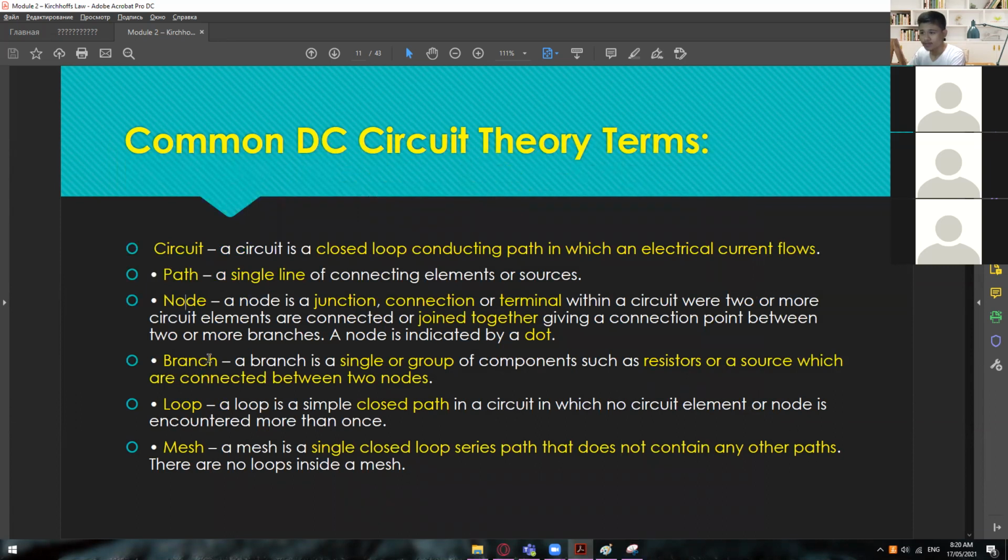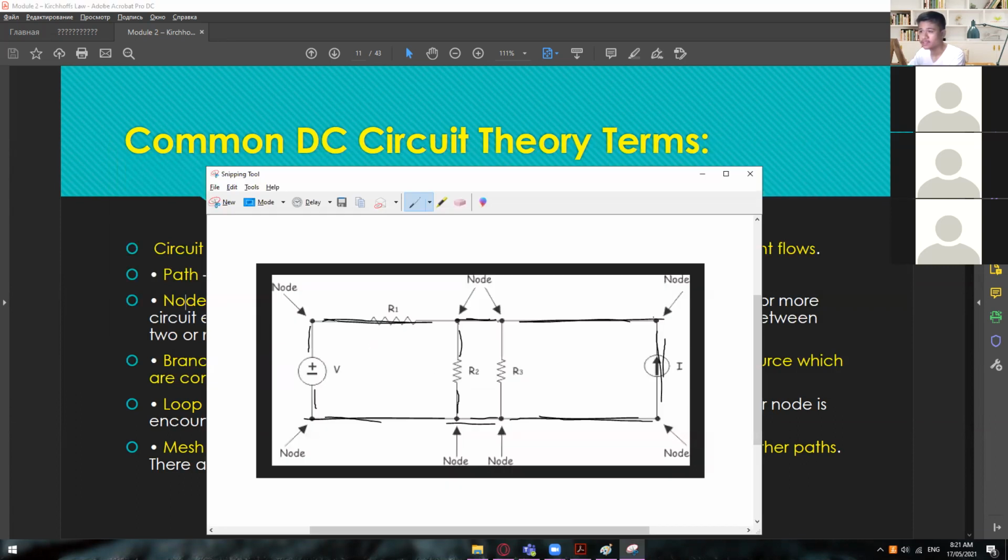And we have here a branch. So a branch is a single component or group of components, such as resistors or a source, which are connected between two nodes. So if we have a path in between nodes, we also have the one that is called a branch.